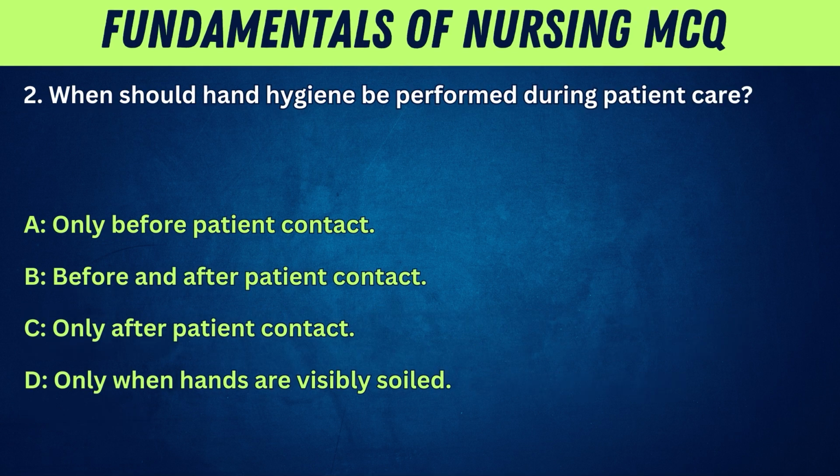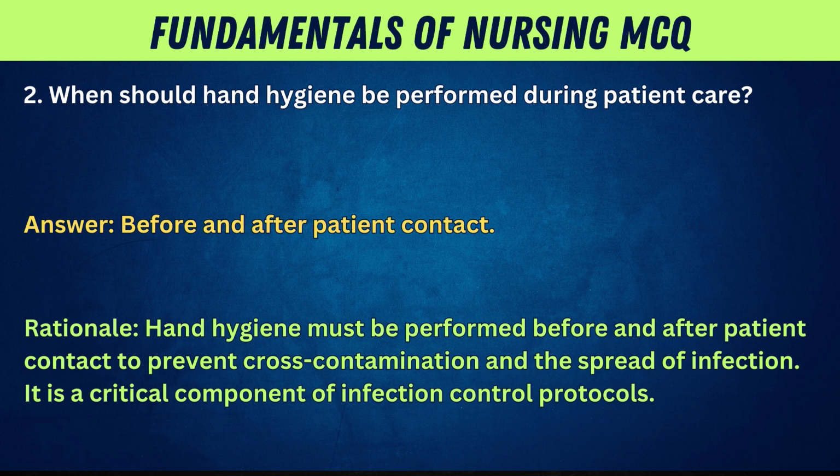2. When should hand hygiene be performed during patient care? A. Only before patient contact. B. Before and after patient contact. C. Only after patient contact. D. Only when hands are visibly soiled. Answer: before and after patient contact. Rationale: hand hygiene must be performed before and after patient contact to prevent cross-contamination and the spread of infection. It is a critical component of infection control protocols.